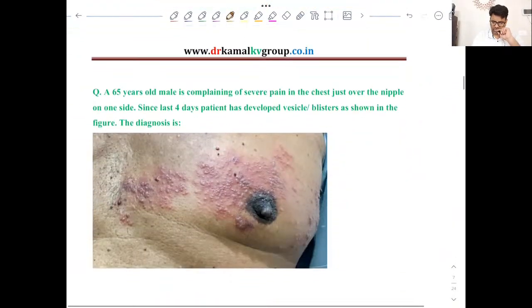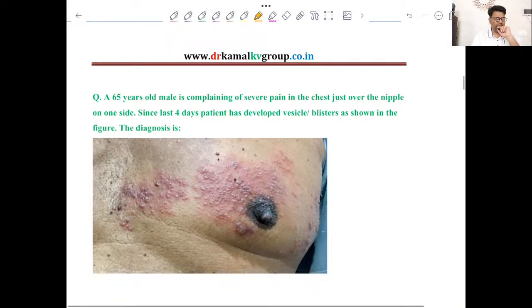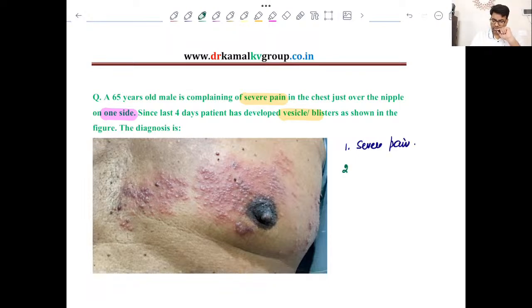Chalo. This is a very good question, and let me see how many of you can answer this. An elderly male is having severe pain in the chest, just over the nipple, on one side. Now this is very important, on one side. And since the last 4 days, the patient has developed vesicles also. So now let me give you the keywords. Severe pain.